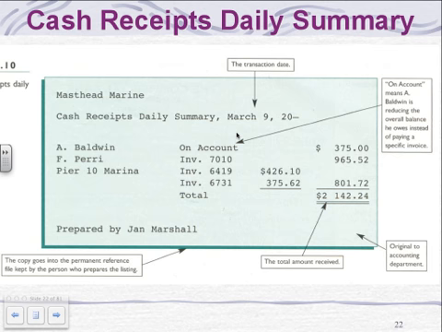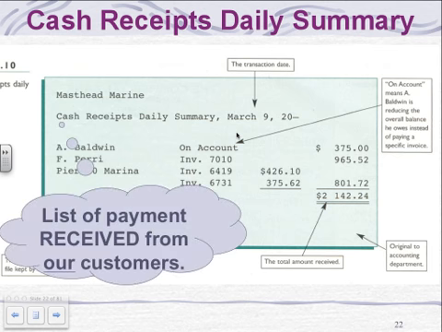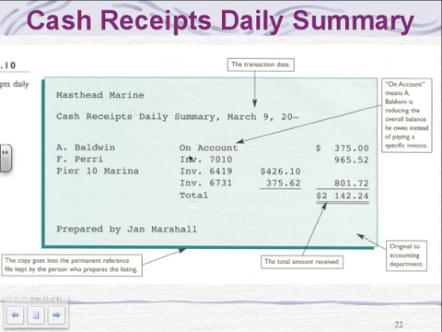So what is a Cash Receipts Daily Summary? Well, you can see it's a list of payments received from our customers. In this particular case, you can see over here, A. Baldwin and F. Perry, I think it says, and Pier 10 Marina have all given us checks on that day. So what is included on the daily summary? Well, of course, it's the date. On March 9th here, you can see that we received these checks.